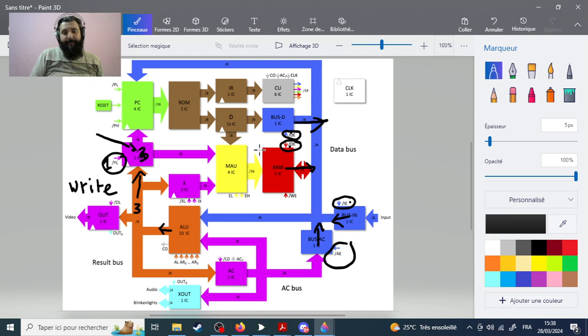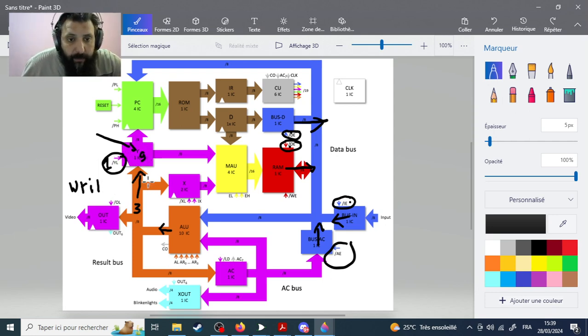Do you understand that? Yes. Okay, this is very good. And you have to understand these operations are done depending on the clock. On the rising edge of the clock, this operation is done. The value 3 is put inside this register.